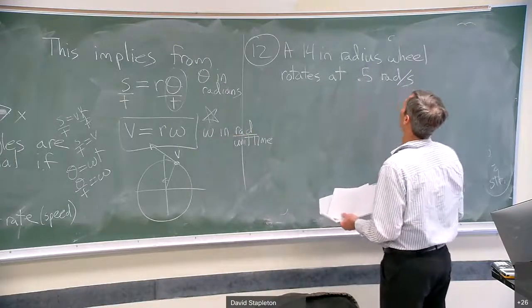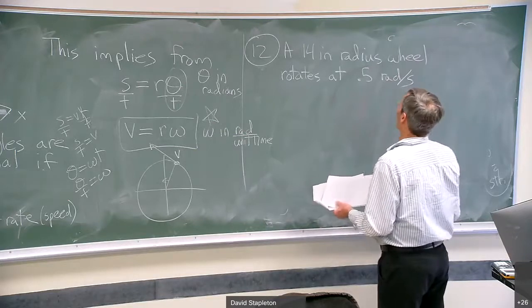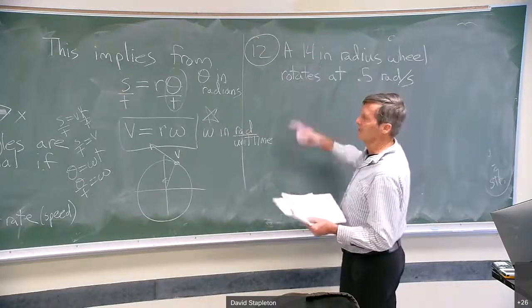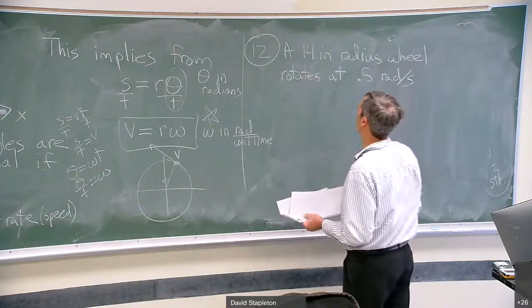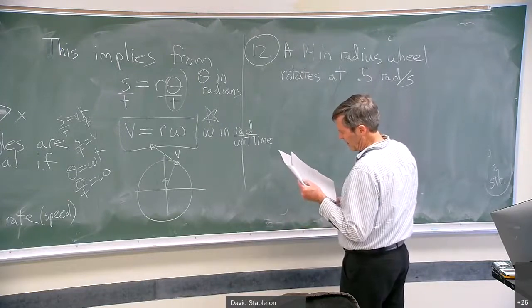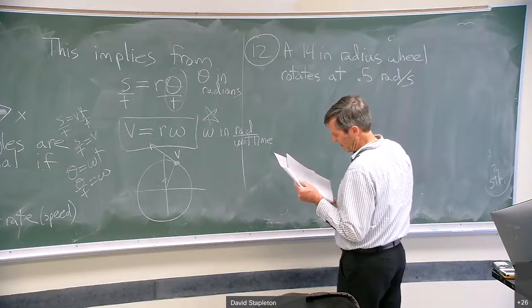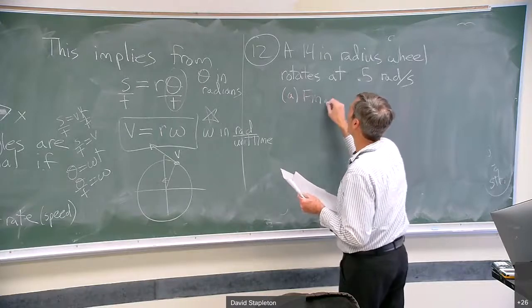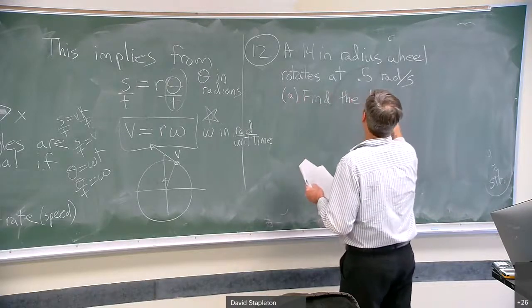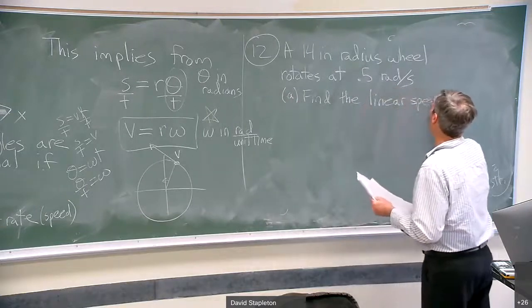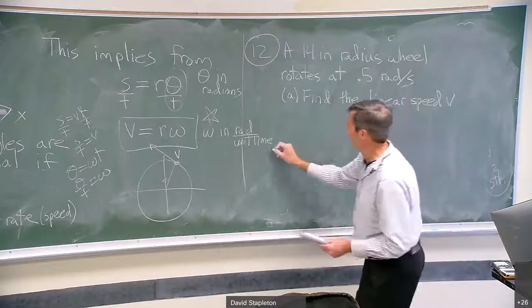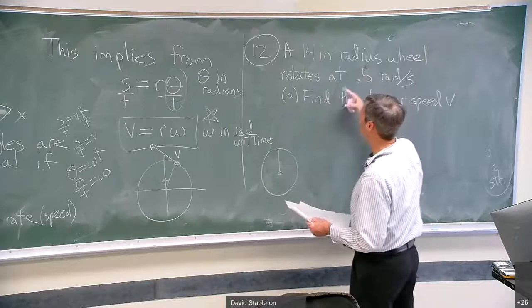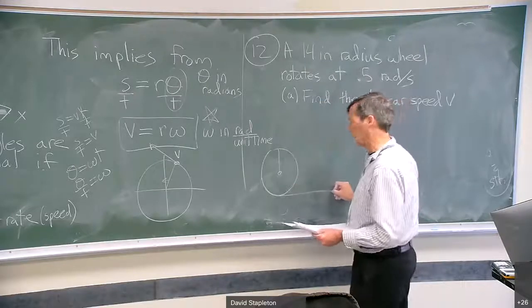All right, so a 14-inch radius wheel rotates at 0.5 radians per second. This might be your car tire, right? If it's a large wheel, it has a 14-inch radius. And then what is the linear speed v in the wheel, right? This is important because if you know the rate at which the wheel is turning around and around, you can use this formula to find how fast the car is traveling down the road, right?